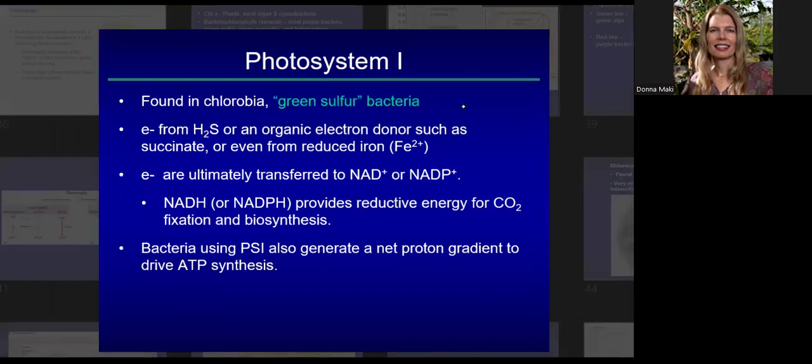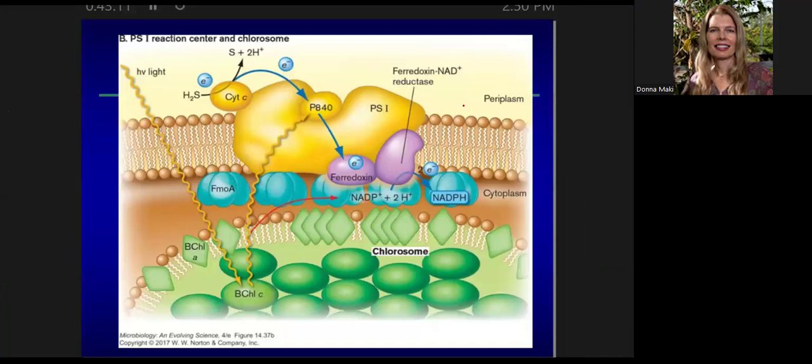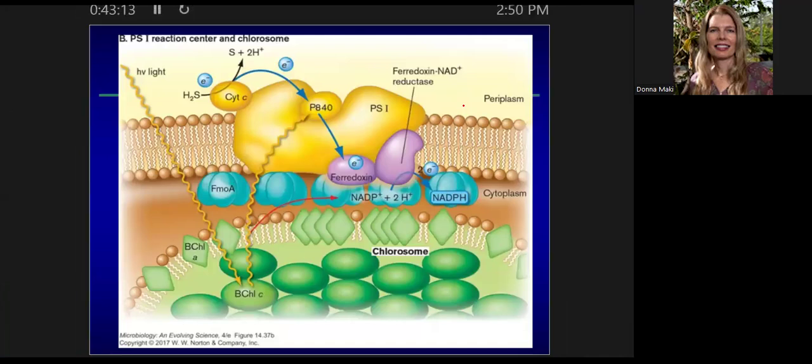Okay, one more idea. So that's photosystem 1, and what do we see? We see a linear flow of electrons. The ultimate donor is, in this case, hydrogen sulfide, and then it goes linear all the way through to NADP plus or NAD plus. It does generate a proton gradient, so you get both ATP and either NADPH or NADH.